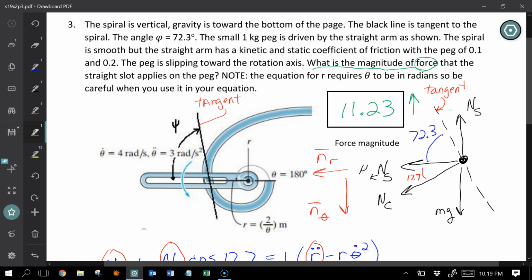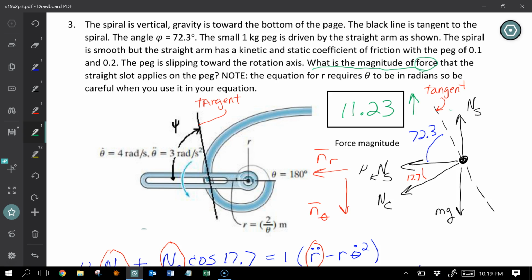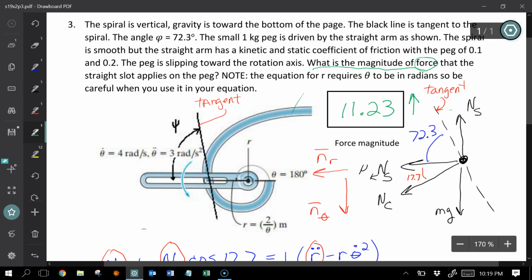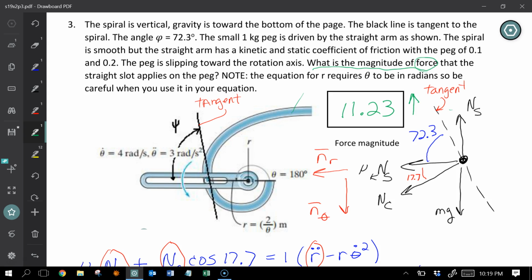Okay, so there's three things in there. There's a spiral. Now that thing is being held fixed by something. I don't know what it is, I don't care what it is, and so I'm not going to draw a free body of that, because all it would do is have an unknown.